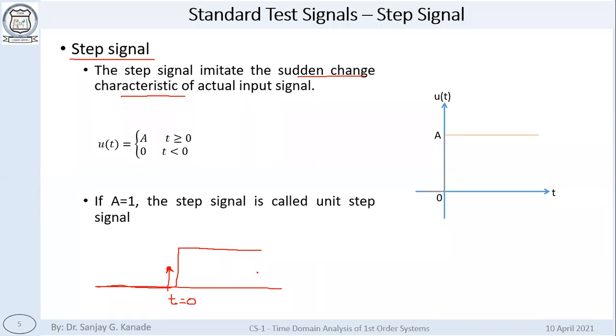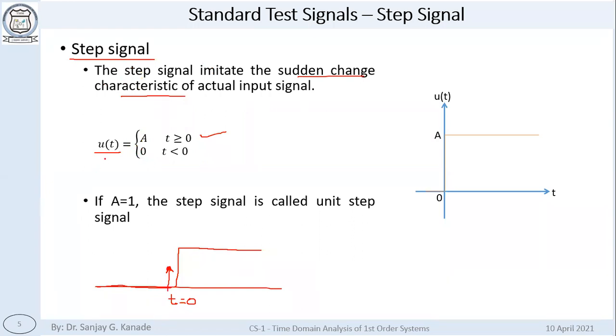Step, because this looks like a step. Step म्हणजे काय? पायरी, right? It looks like a step. That's why it is called a step signal. Formally, it is indicated by u of t, and it is equal to A for t greater than or equal to 0, and it is 0 for t less than 0.